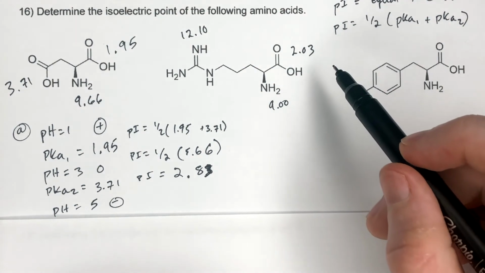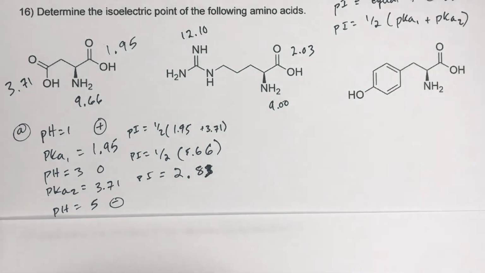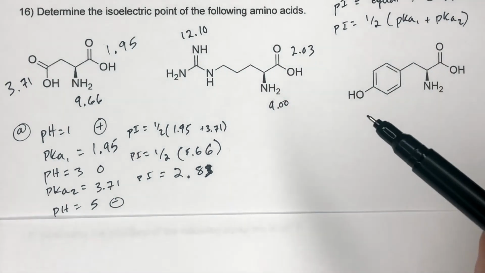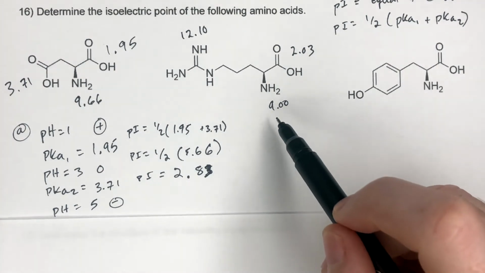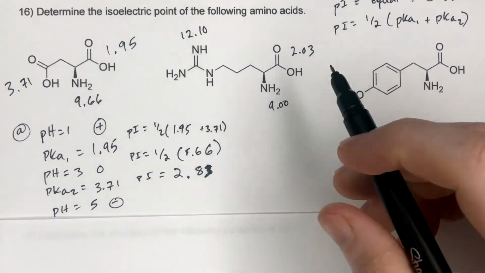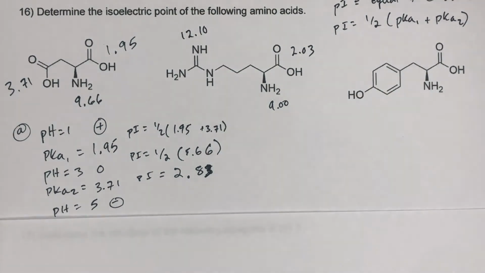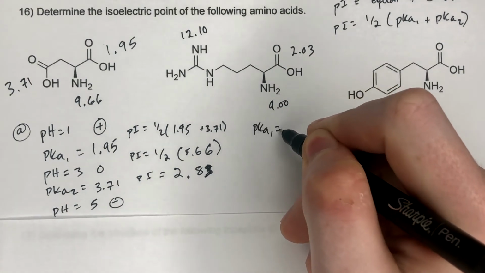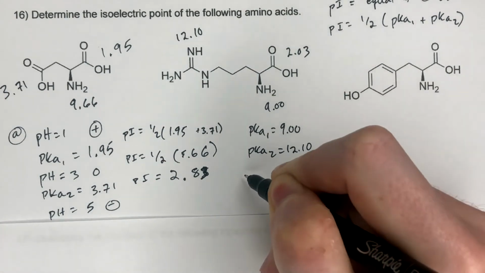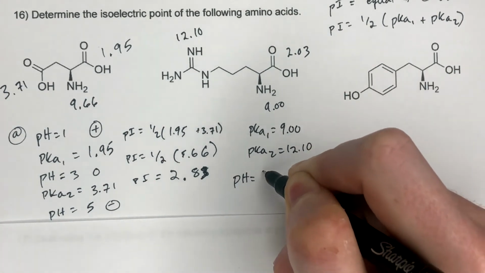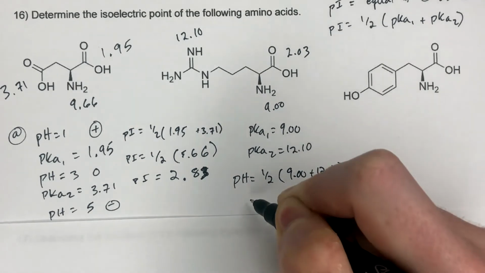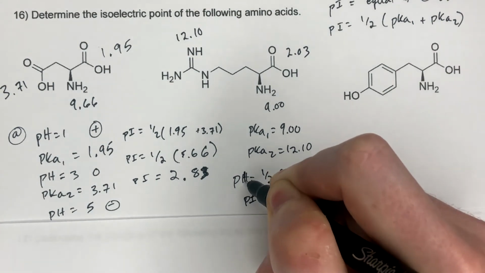So therefore, at a pH above that, a pH of 5, for example, we're going to have negative, positive, and positive. So that's going to be a total of +1. At a pH greater than 9, so 10, let's say, we're going to have neutral, negative, and positive, so that's going to be neutral. So pKa1 then is 9, and that means pKa2 has to be 12.1. So then the average of these two values is going to be the answer. Oops, this is pI.